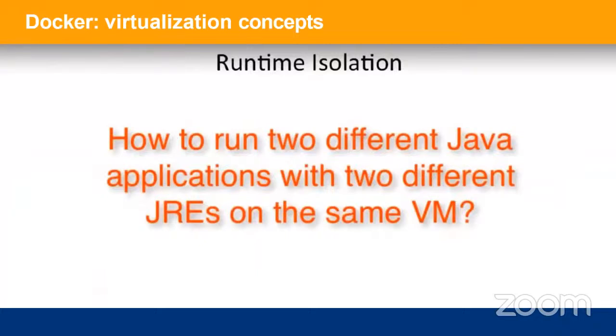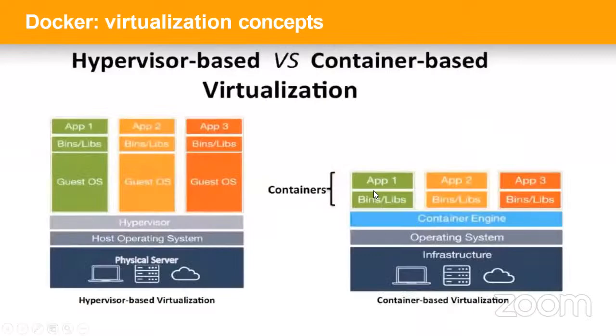Runtime isolation: how to run two different Java applications with two different Java versions on the same machine. I think I showed you, right? If you wanted to run a Java application in Docker here, you can install Nginx or Apache. You can deploy three applications on one single machine. Here you need to use one OS per application, and there you need to use only one OS. This is the difference between the approaches.